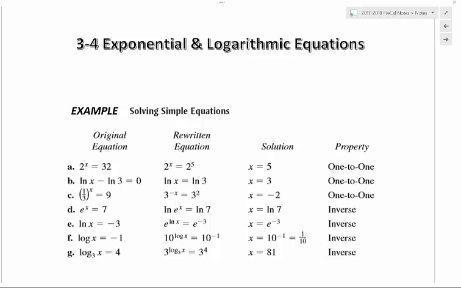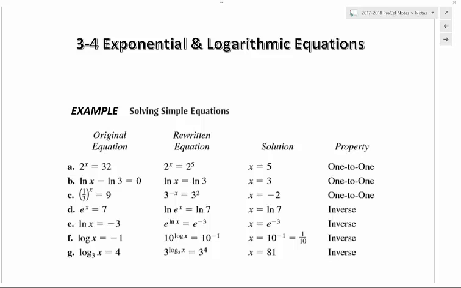Likewise, I have the natural log of x equals -3. Basically, make both sides an exponent to base e. So e to the ln of x equals e to the -3rd, and so my answer is e to the -3rd. The log of x equals -1.